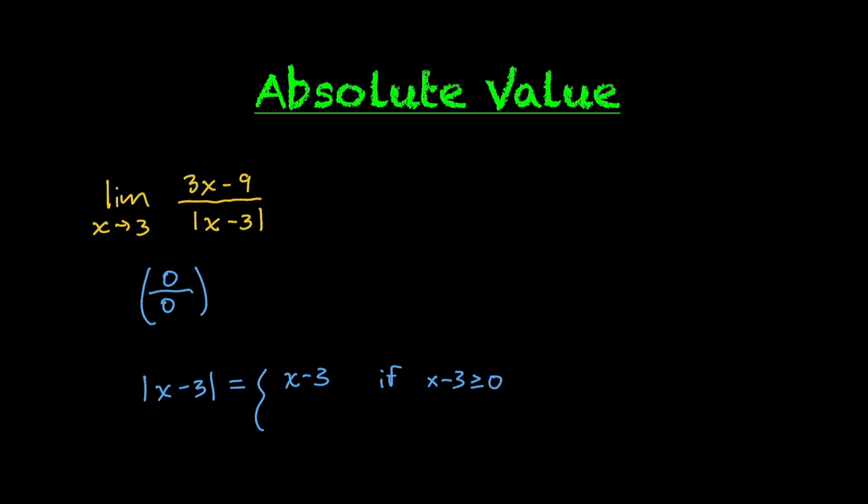It's positive, okay? And x minus 3 is greater than or equal to 0 is the same thing as x is greater than or equal to 3. And it's going to be equal to negative of x minus 3 if x minus 3 is less than 0, if it's negative. Okay, so x is less than 3 in this case. So in reality, to simplify this, we need to think about which piece of this piecewise function we're using.